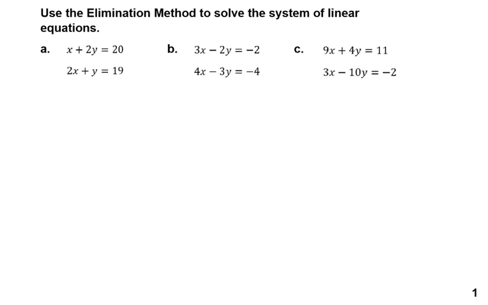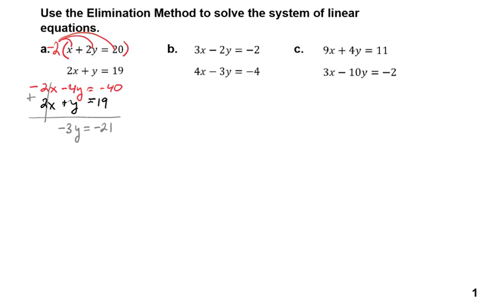But we can do it pretty easy by multiplying our top equation by a -2 to all three things. So if we do that, that's going to give us a -2x minus 4y equals -40. Then we'll write our second equation underneath it, and we're ready to add. So as we go to add here, we see that our x's eliminate just as we wanted, giving us a -3y equals -21. We divide both sides by a -3 to give us a y equals 7.